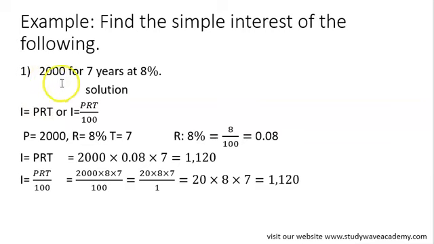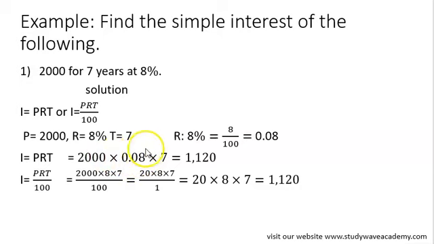P stands for 2,000, the principal. R stands for the rate, and the rate here is 8%. T stands for the time, and the time here is 7 years. Now we implement these numbers in the formula. So it will be I equals P 2000 times R 0.08 times T 7.